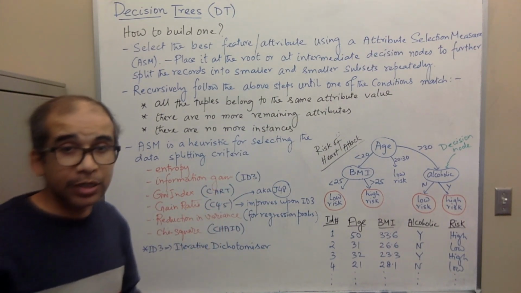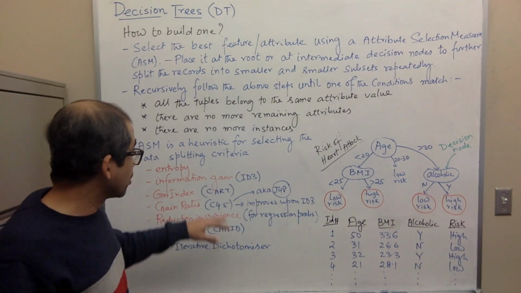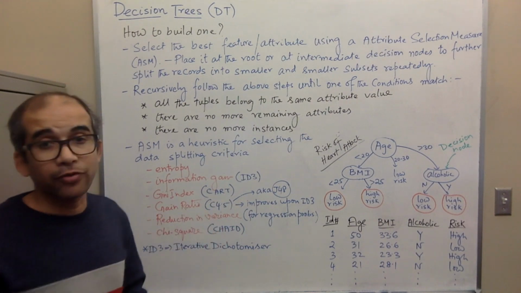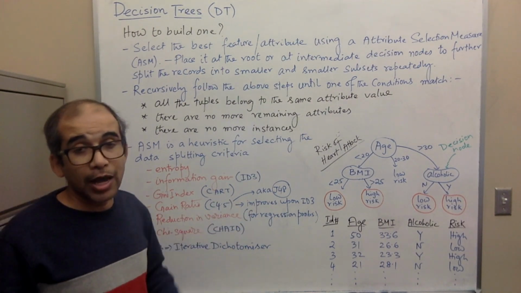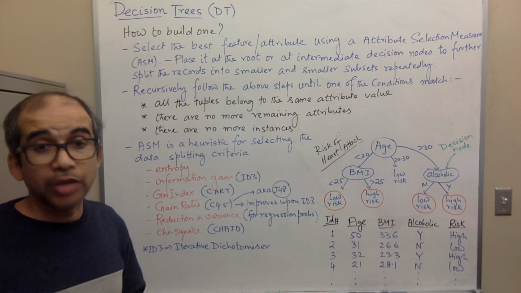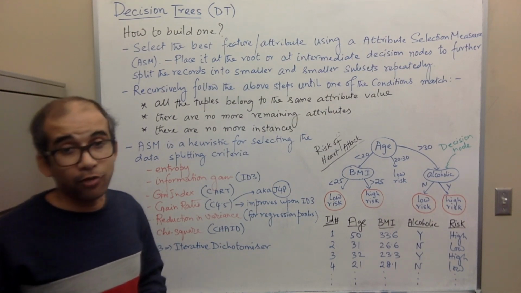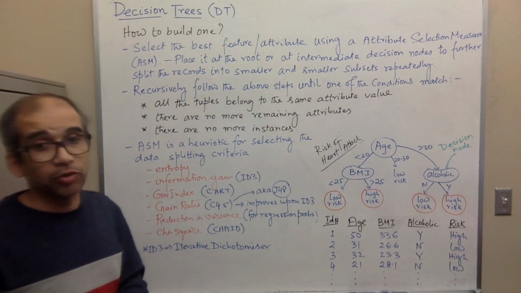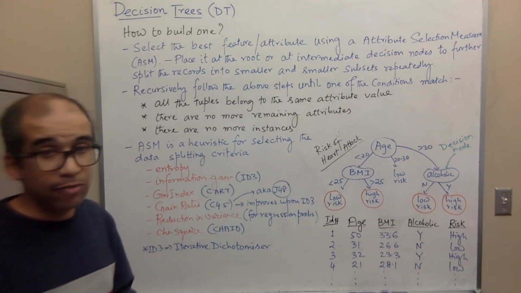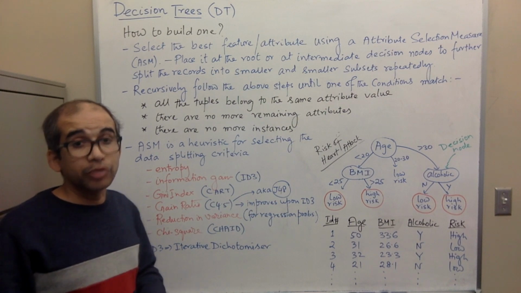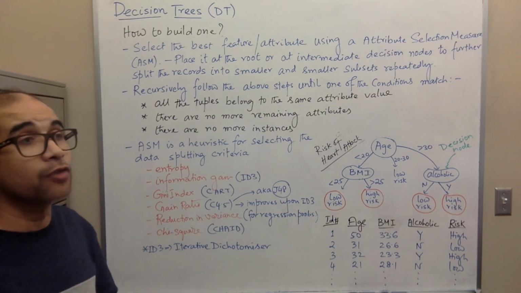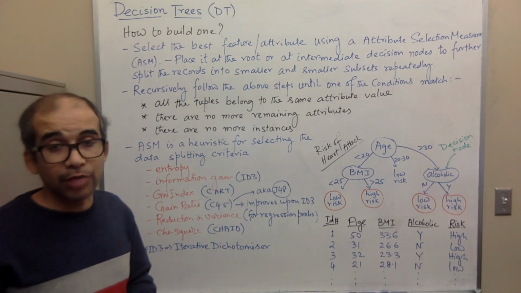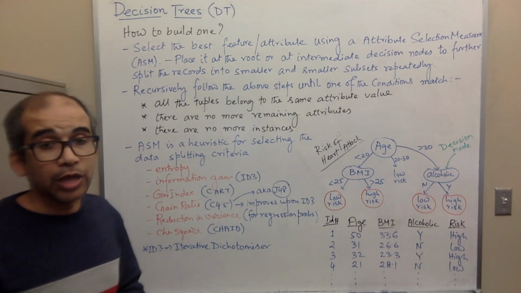Gini index is another property, and we'll talk about it a little more. The CART algorithm uses Gini index. Gain ratio is used by C4.5, which is an improvement upon ID3. C4.5 is also known as J48, the Java implementation of C4.5 in the Weka toolset. You will find J48; it's the same thing. And reduction in variance is used for regression data, the continuous variable prediction, where we are calculating the continuous target variable.